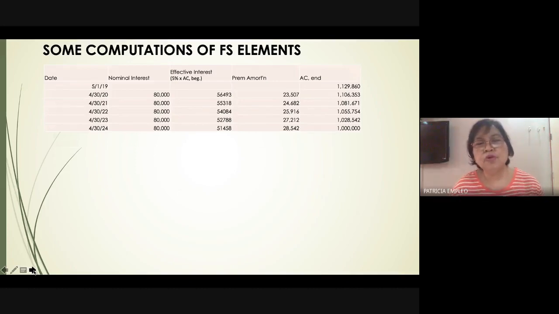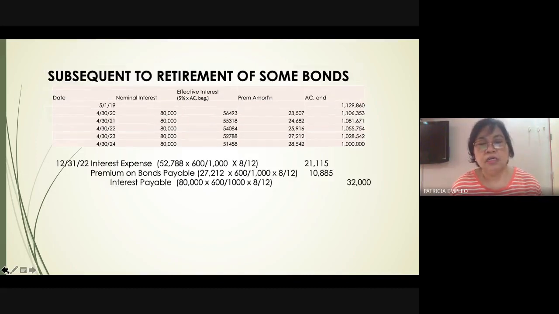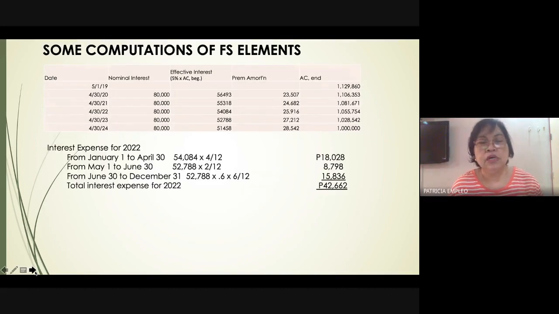Okay, so we pause and we compute for some financial statement elements before we finally reach the maturity date of the remaining bonds. Therefore, as of December 31, 2022, what amount of bonds payable shall be present in our statement of financial position, and what interest expense shall be present in the statement of comprehensive income. Okay, so to compute for the interest expense for the year 2022, again from January 1 to April 30, because we are still in this level, that is the remaining 4 months over 12 months of 54,084.